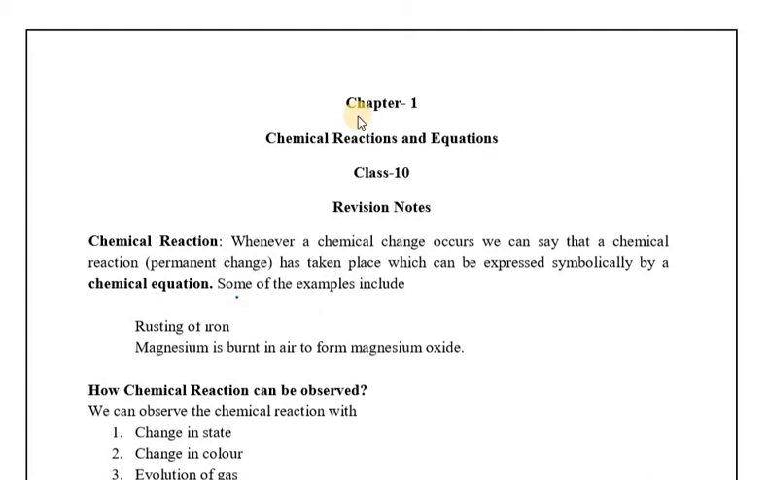Hello everyone, let's start with chapter 1, chemical reactions and equations. In this chapter we are going to study chemical reactions and types of chemical reactions, and how we can observe a chemical reaction. So let's start with chemical reaction first.